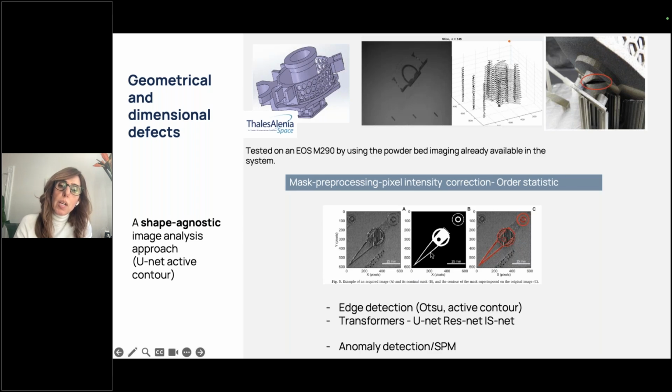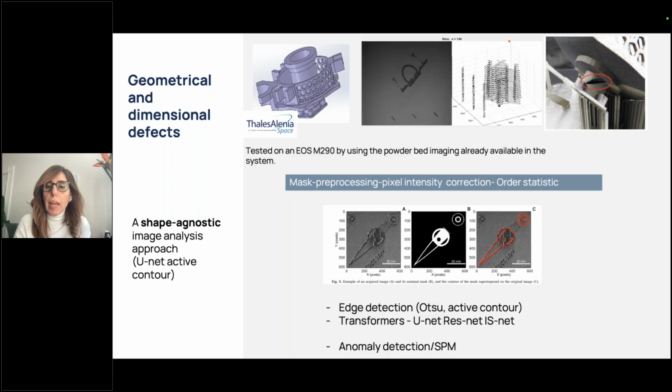Once I've been able to define the edge of the geometry printed in one layer, why don't we compare this actual geometry with the nominal one, the one in the design of the part that I was supposed to print at that specific layer, to identify deviation? The deviation of the printed layer with respect to the nominal shape is possibly going to be a defect if this deviation is large enough to show some problems at the end.